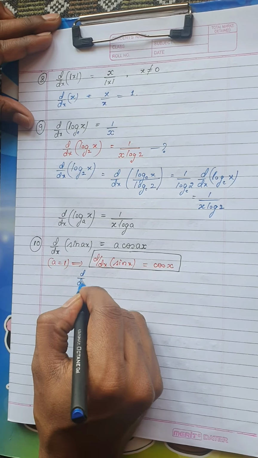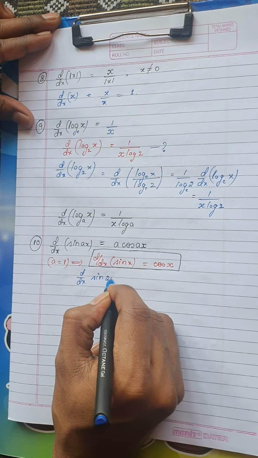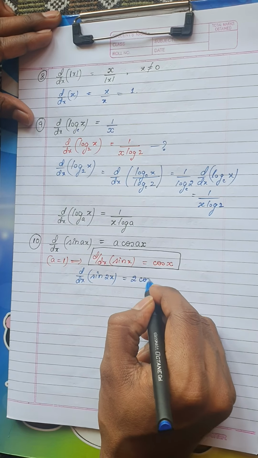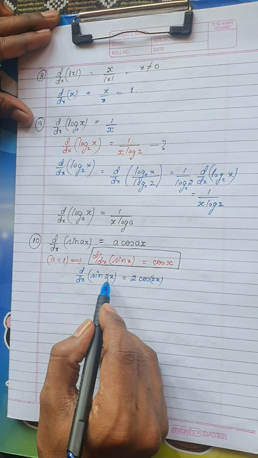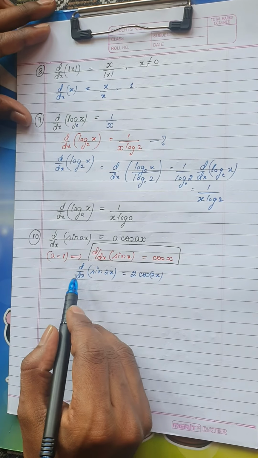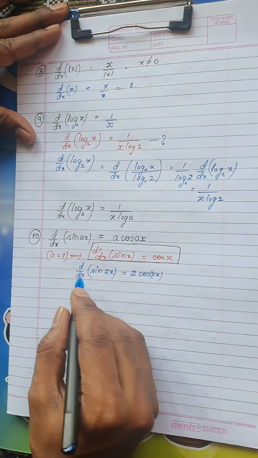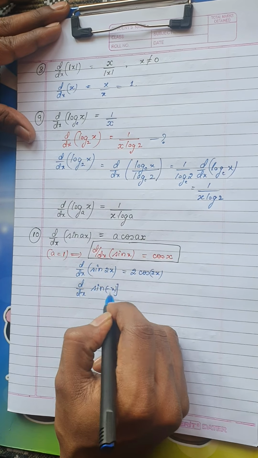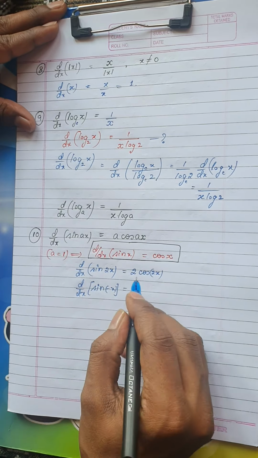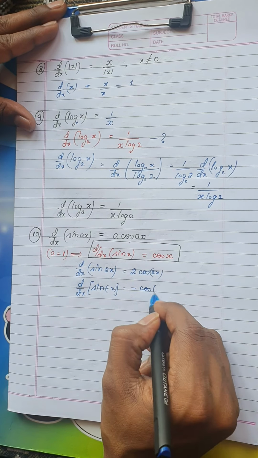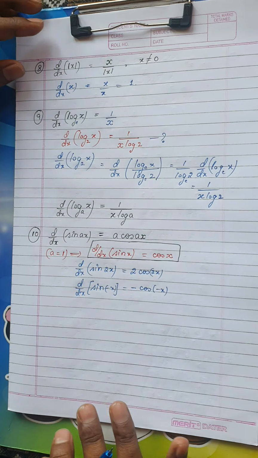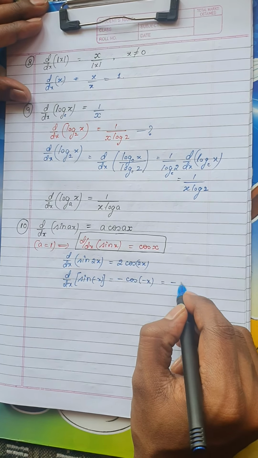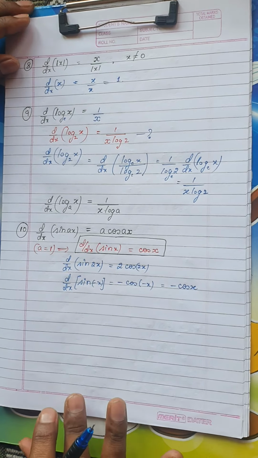But if I have the derivative of sine 2x, 2 is multiplied outside and it is nothing but cos of, just don't write x, the function itself. So the derivative of sine 2x is 2 times cos 2x. If I have the derivative of sine of minus x, it is minus of cos of minus x. But remember, we know cos of minus theta is plus cos theta. Therefore, this can be written as minus of cos x.